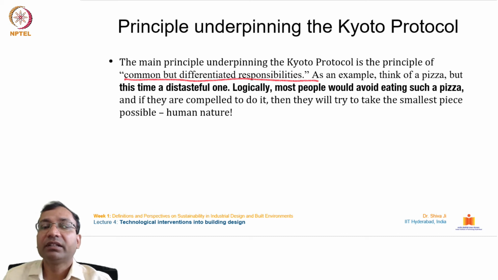As an example, think of a pizza, but this time a distasteful one. Logically, most people would avoid eating such a pizza. And if they are compelled to do it, then they will try to take the smallest piece possible. Human nature. So this is the underlying principle you can understand from here. Also, climate change negotiations are such a thing that no country wants to own it. No country wants to be answerable for the impacts they have caused over the years, but they have to.